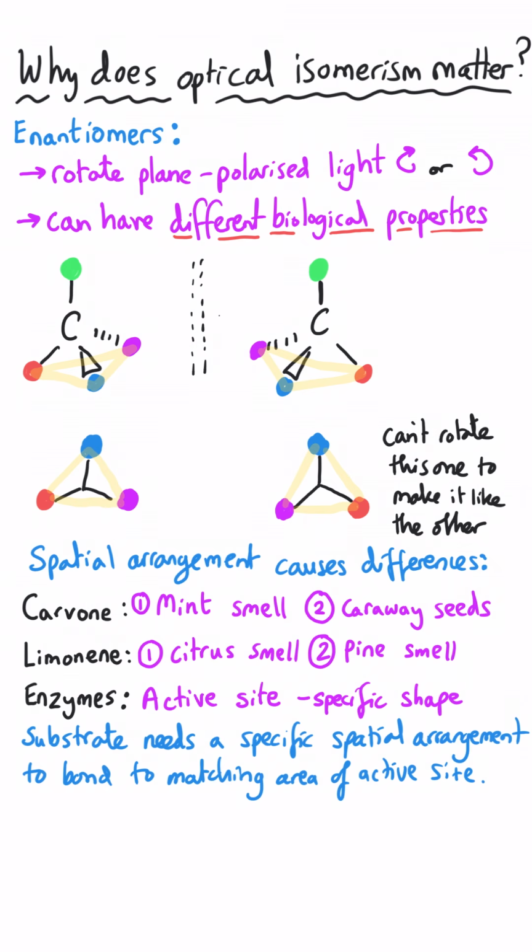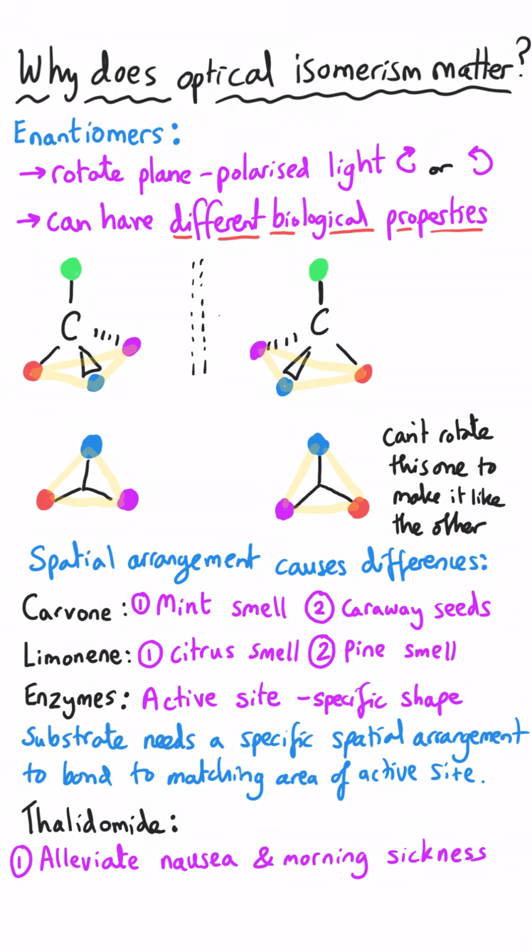Another example of why optical isomerism matters is a really serious one that dates back to the 1960s, and that's to do with the drug called thalidomide. This was prescribed to alleviate nausea and morning sickness, but actually only one of the enantiomers did this. The other was useless in that regard. But worse than that, the second enantiomer was actually what's called a teratogen, which means it causes birth defects.